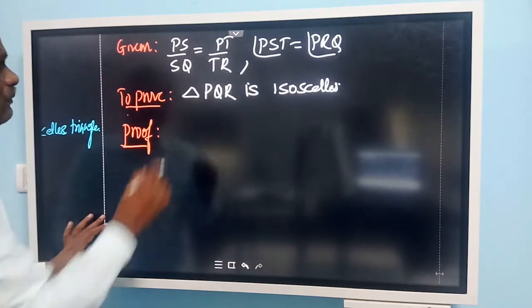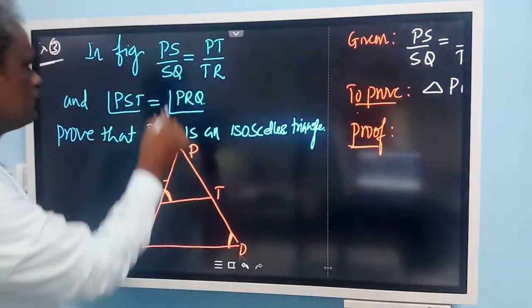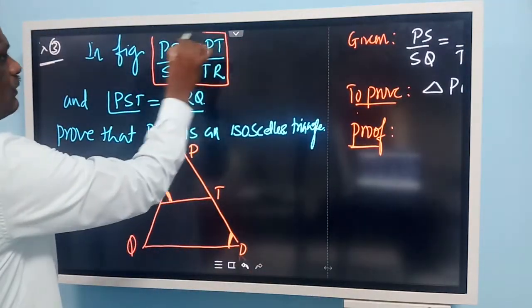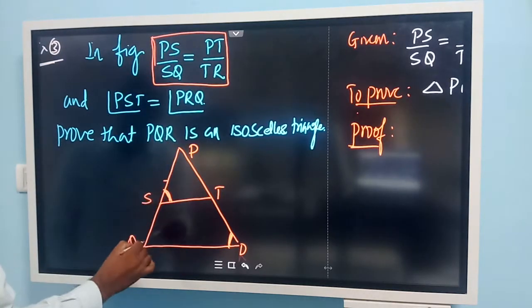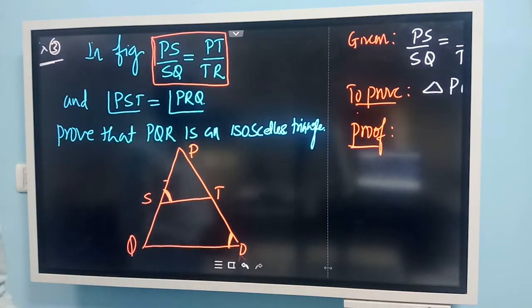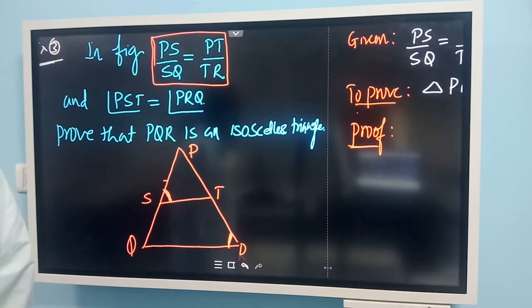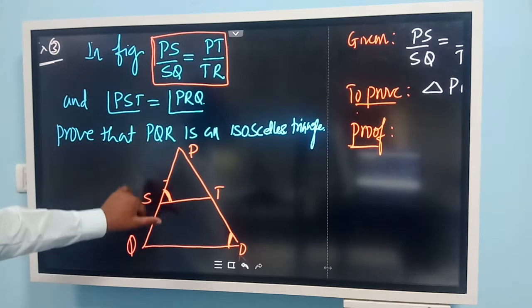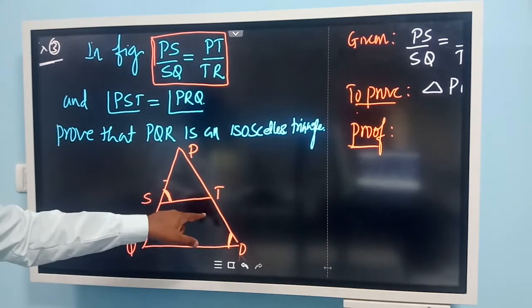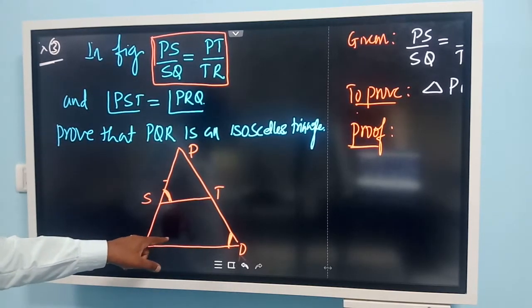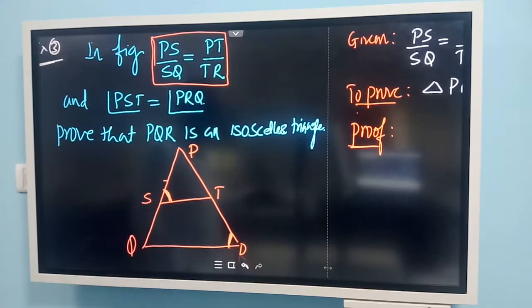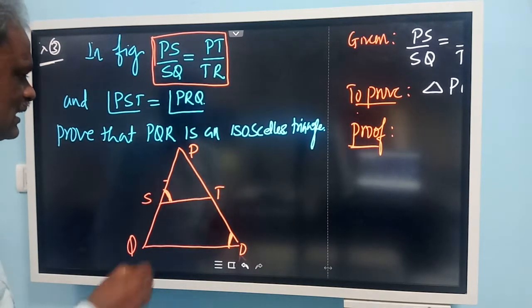Look at this diagram and this data. PS by SQ is equal to PT by TR. Apply the converse of Thales theorem. What does the converse of Thales theorem say? If a line divides any two sides of a triangle in the same ratio, then the line is parallel to the third side. That is the converse of Thales theorem.